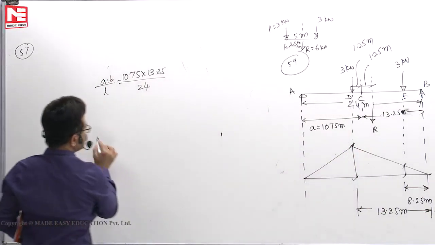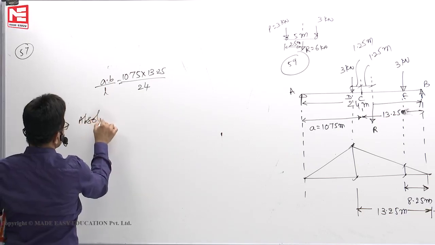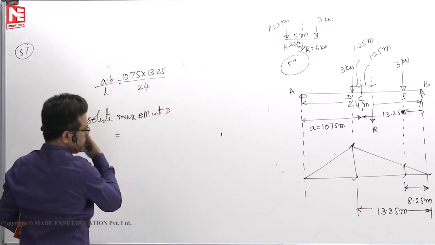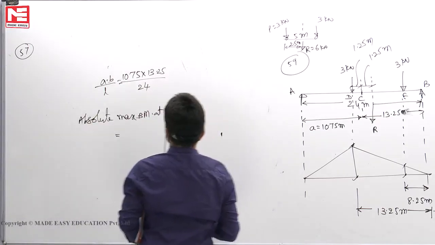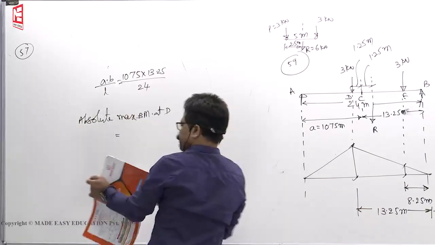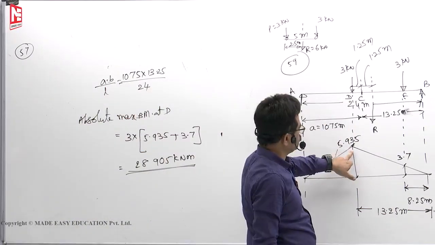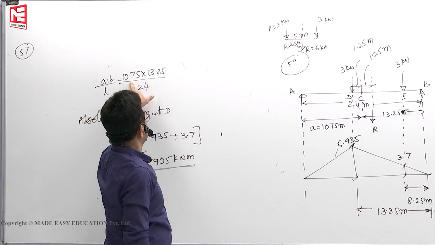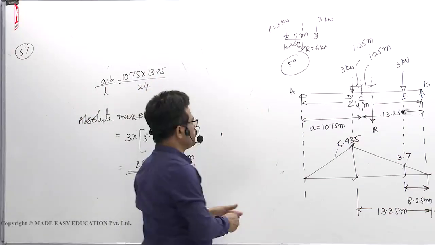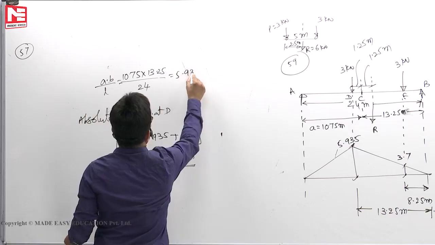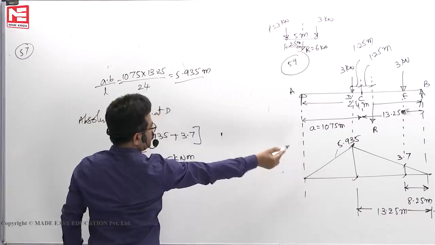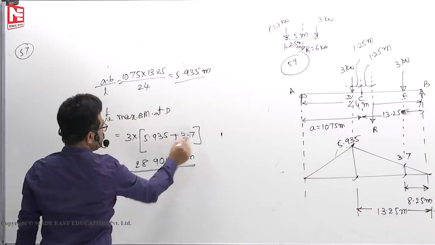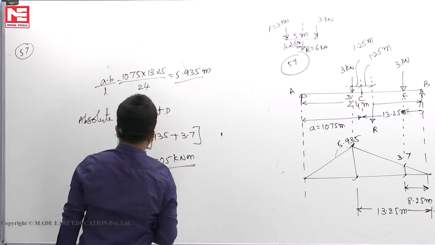Then maximum bending moment. What you get now is absolute maximum bending moment at D. So you will get 3 into this value we found. When you are taking absolute maximum bending moment at D, I'm multiplying here AB by L, 10.75 into 13.25 by 24, you will get 5.935 meters, and by linear interpolation 3.7. So 3 into this plus 3 into that, 28.905 kilonewton meter.